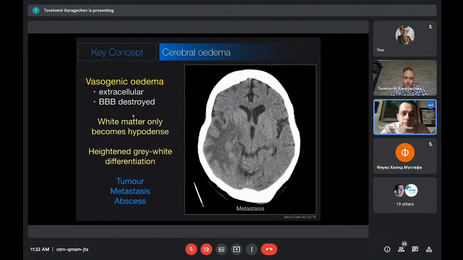And in this case, the blood-brain barrier is destroyed. So we get extracellular fluid. This is what happens on microscopic level. On the CT, we get accentuated gray-white matter differentiation. And this type of edema, vasogenic edema, is usually due to a tumor or metastasis. In adult brain, when we see that, this is usually the case. Sometimes it can be due to abscess.